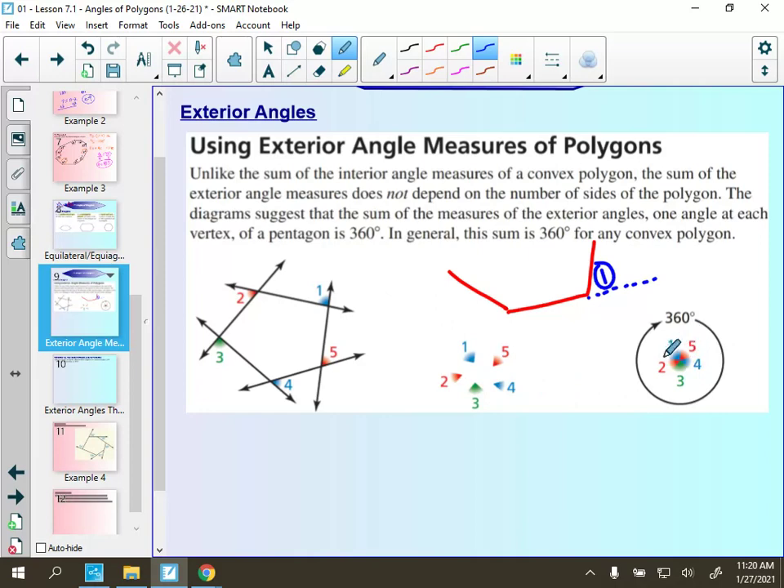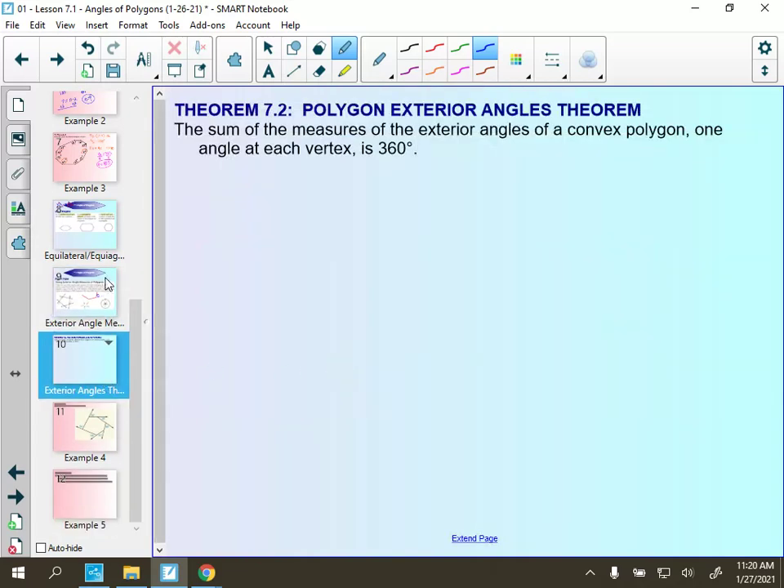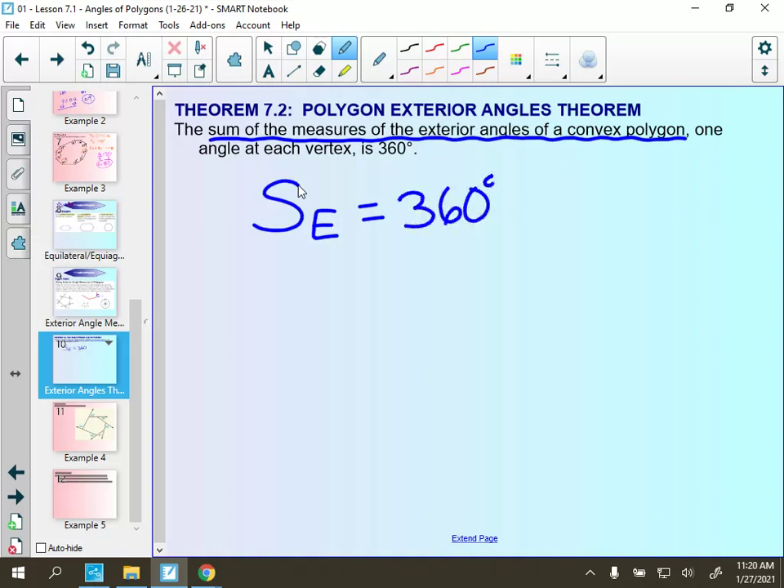We're able to put them all together, and there's the big reveal. I know it's been on the screen the whole time, but it's 360 for any-sided polygon. So it's kind of cool that there's not actually a formula. This leads to what we took in class: the polygon exterior angles theorem, which says the sum of the measures of the exterior angles of a convex polygon, abbreviated with S subscript E, is equal to 360. It's not even a formula, it's more like a fact, a statement.